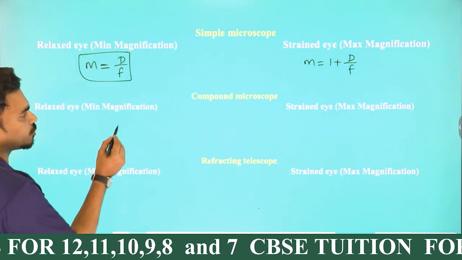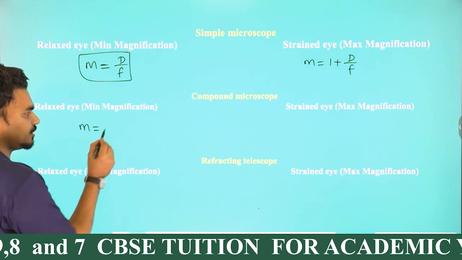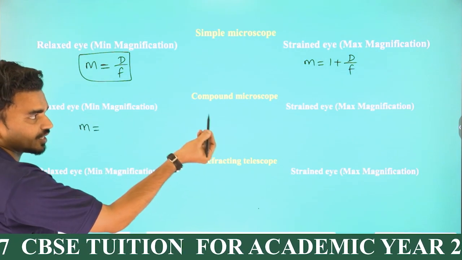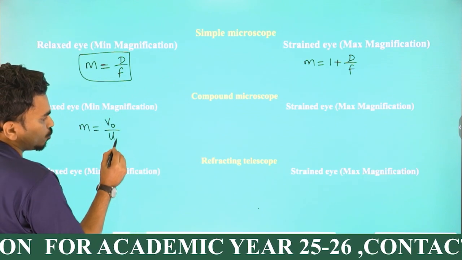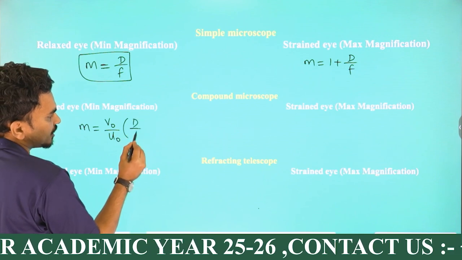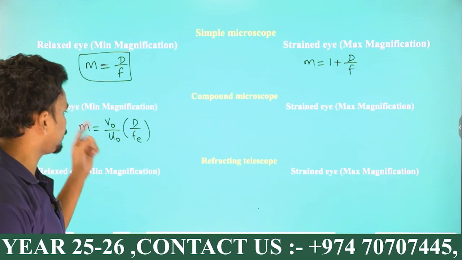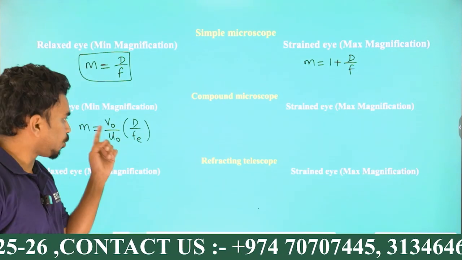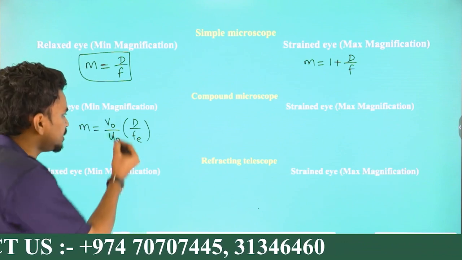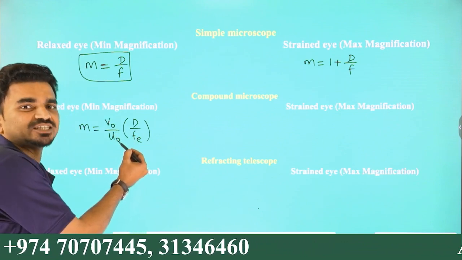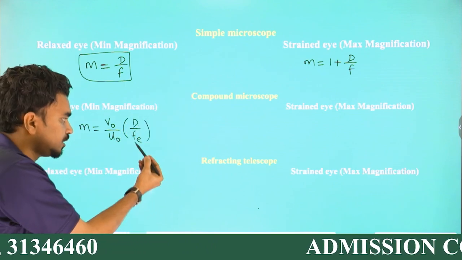And now the compound microscope. First of all, minimum magnification or relaxed eye. There are two types of settings: relaxed eye and strained eye. Over here, the formula is VO by UO into D by FE, where VO and UO are what? O stands for objective lens and E stands for eyepiece. So VO is the image distance of the objective and UO is the object distance of the objective. D, as usual, is 25 centimeter for a normal eye. FE means what?